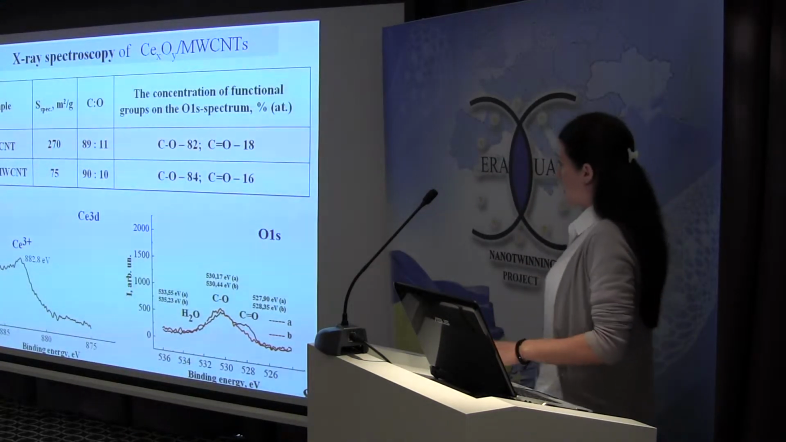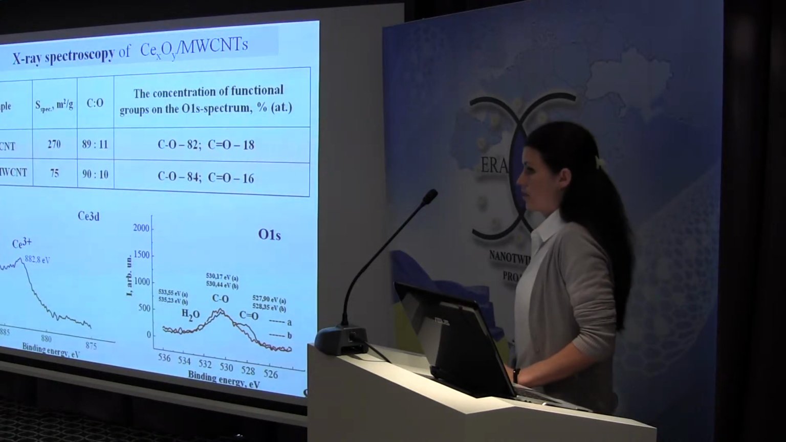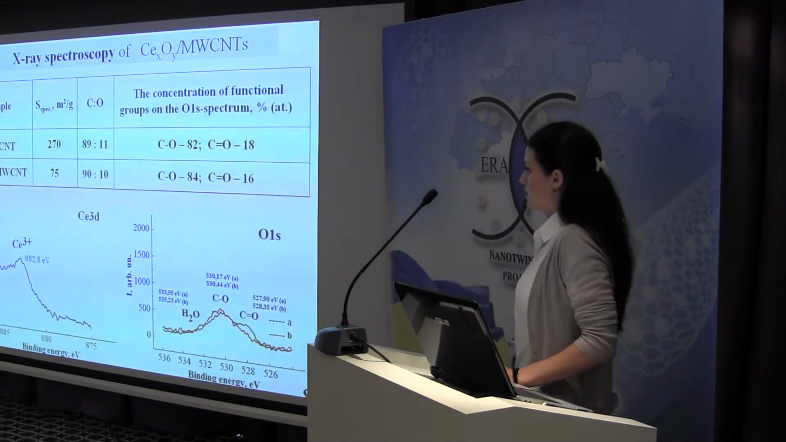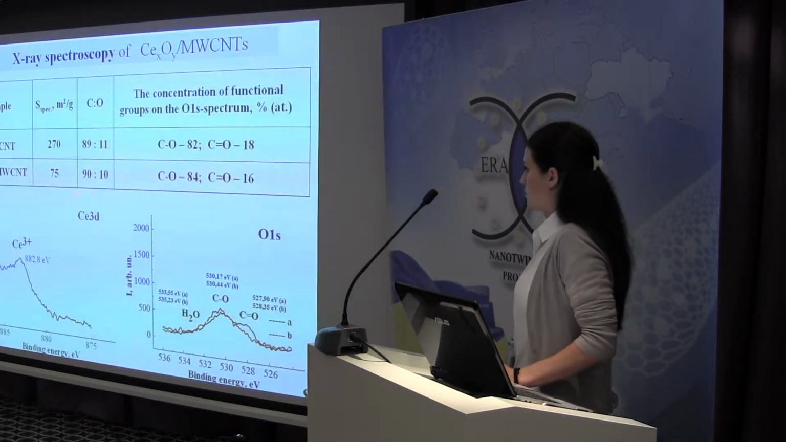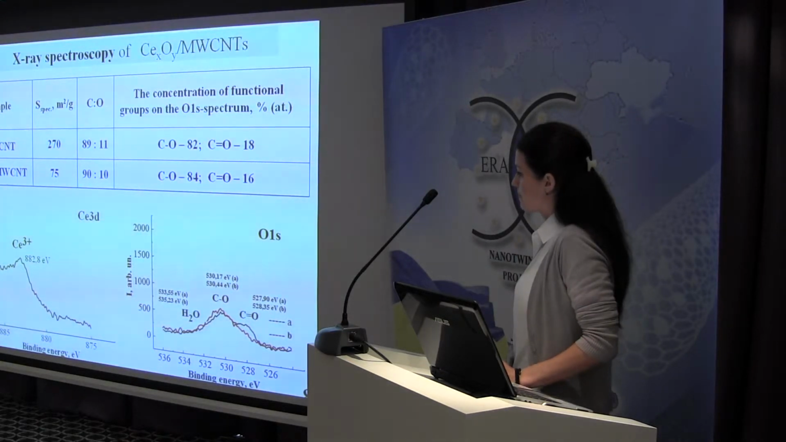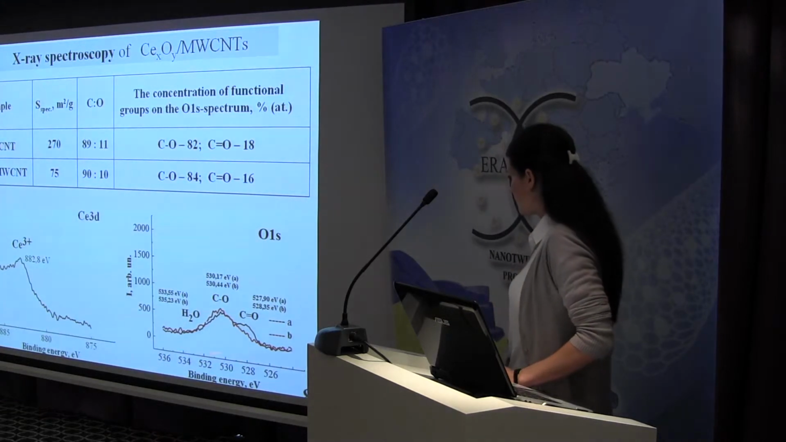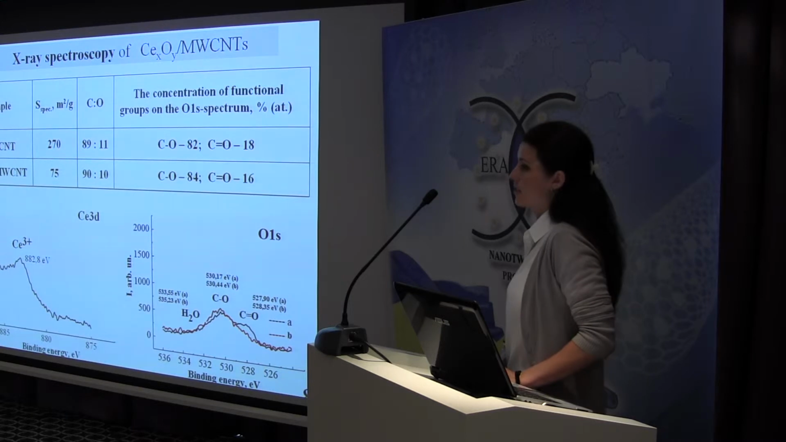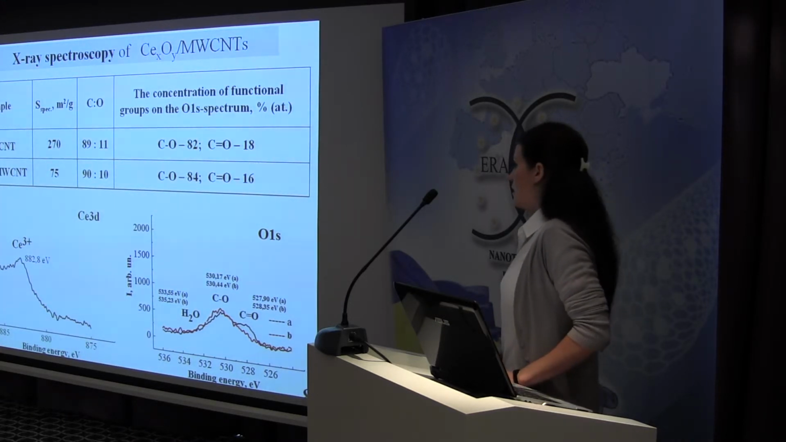XPS analysis confirmed the formation of modifier particles on the walls of the carbon nanotubes as cerium 3+. This is indicated by the manifestation of the spectrum of cerium 3d electrons. Similarity of XPS spectra in maxima positions indicates identical distribution of functional groups on the carbon nanotube surface.